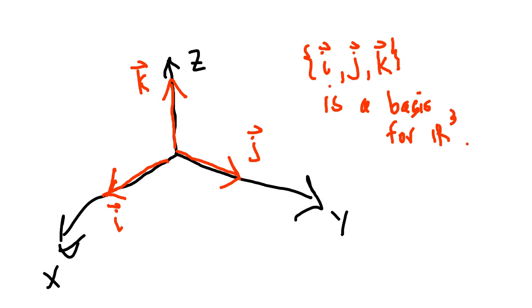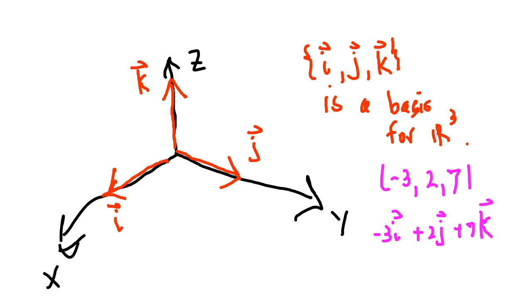So for instance, if you have the coordinates, say -3, 2, and 7, that means -3i plus 2j plus 7k. Okay, so the coordinates -3, 2, and 7 are the coefficients of your basis vectors.